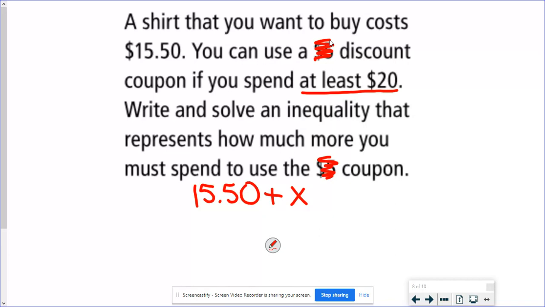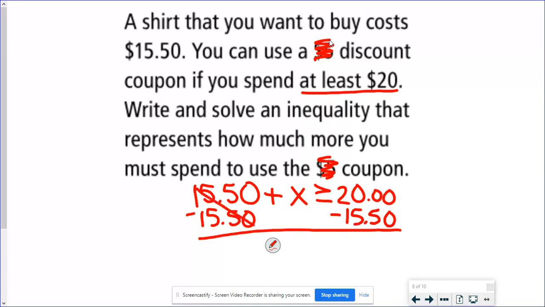So I want this to be at least, means it has to be $20 or more, greater than or equal to 20. Okay, when I solve this, and feel free to use a calculator if you'd like, that's going to be $4.50. So that means if you can find something that costs $4.50 or more, you'd hit your 20 bucks, and then you can use your coupon and you get more stuff for less money.